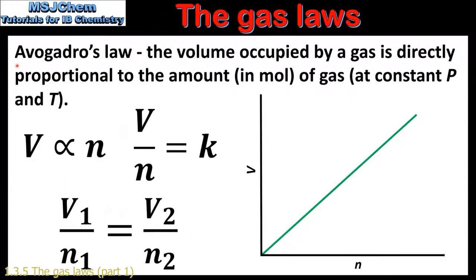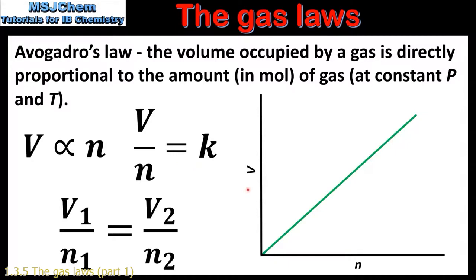The next gas law that we look at is the relationship between volume and amount in moles at constant pressure and temperature, which is also known as Avogadro's law. This states that the volume occupied by a gas is directly proportional to the amount in moles of gas. So in equation form, this can be written as V is directly proportional to n, or V over n is equal to a constant K.